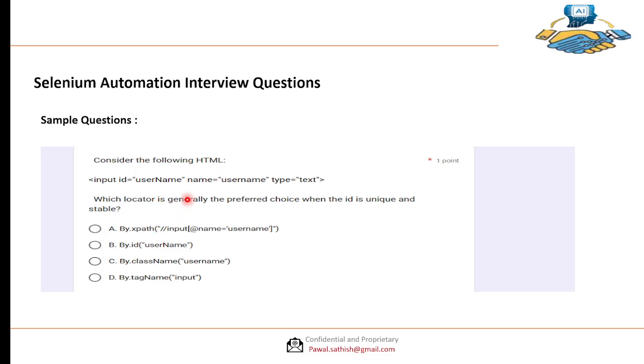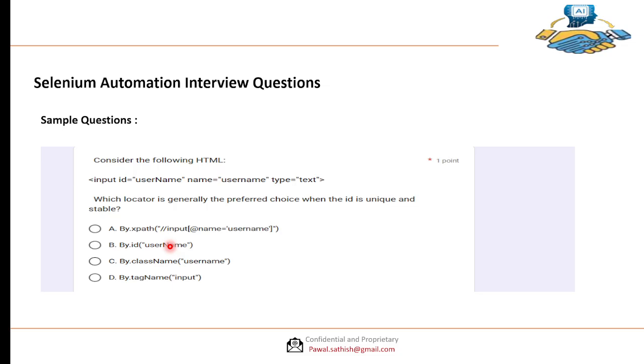For example, consider the following HTML: input ID username, and name and type are mentioned. Which locator is generally the preferred choice when the ID is unique and stable? If you have good enough experience, you know the object identification sequence and priority. First we identify the ID, then XPath or tag name, class name. So usually you need to know this, and from the choices we need to select the correct one, ID.